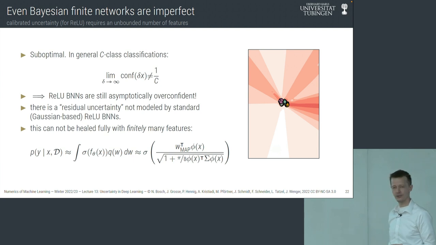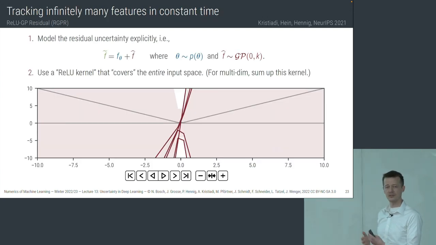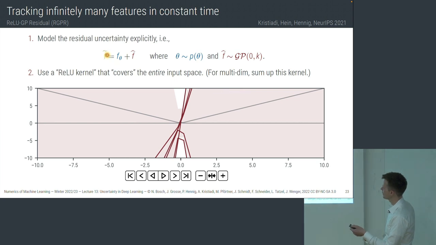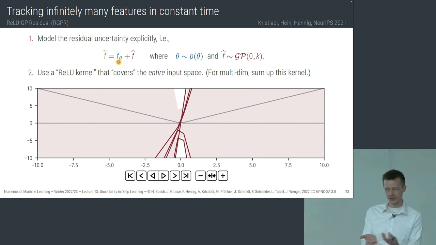The funny thing is, it turns out, if this is the only thing you want to fix, then you actually can do this. You can keep track of this infinite number of things you need to track for free. And this works as follows. We're going to say that the actual function we care about, let's call it f tilde, is the thing that we get from our finite amount of data, f theta, and that finite amount of data, of course, will be in a finite domain, because what else could it be, right? And some other function, f hat, that is added on top.